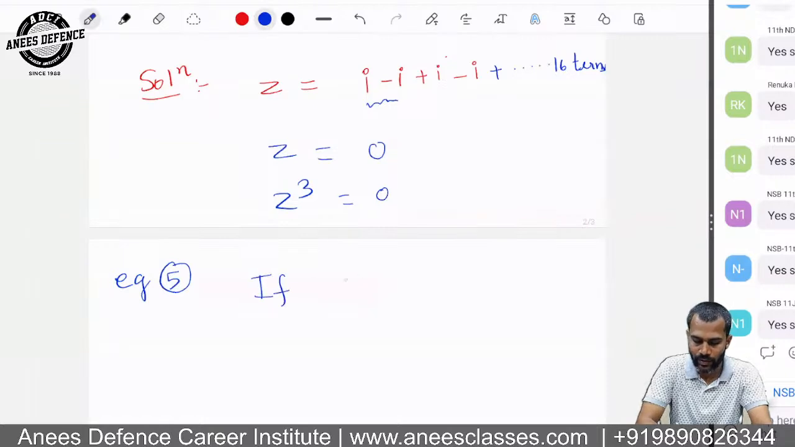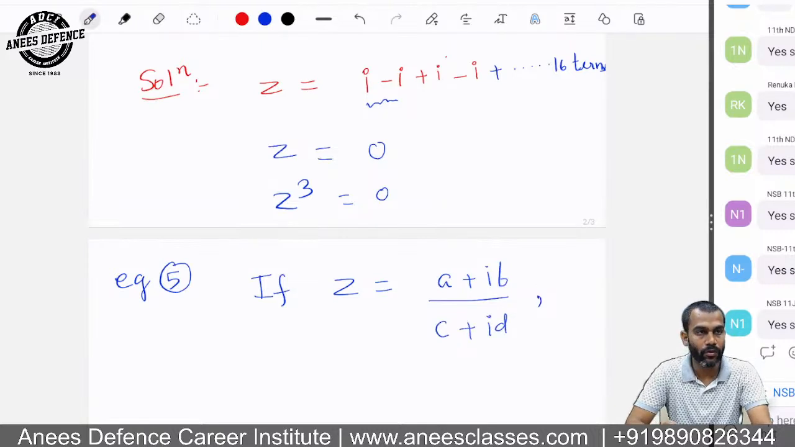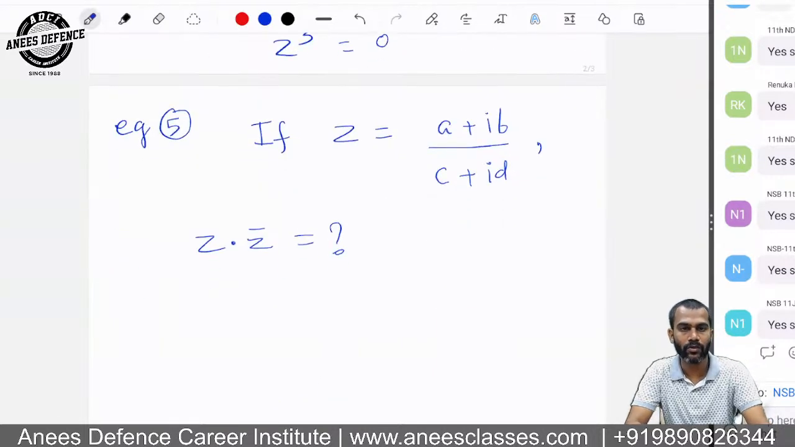Example number 5. If Z is equal to (a plus ib) over (c plus id), you need to find out Z into Z conjugate. Very easy. Please try to solve it. If Z is (a plus ib) over (c plus id), then you have to find out Z into Z conjugate.